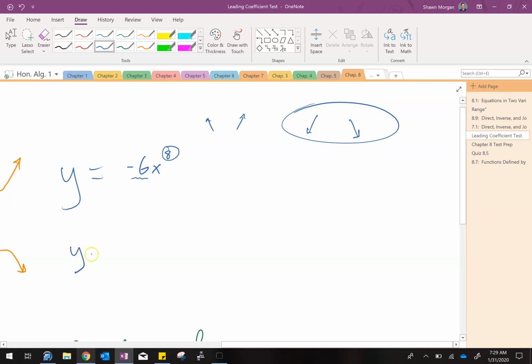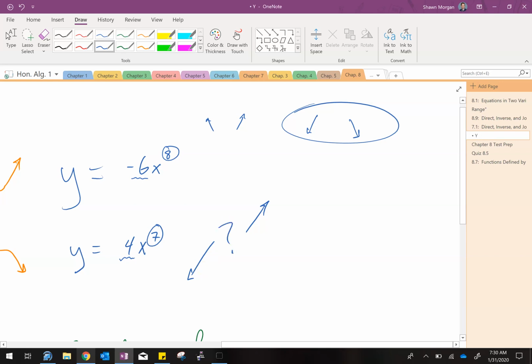If it was something like y equals 4x to the 7th, what would that one be doing? Would that be field goal, swole patrol, disco up, or disco down? Yeah, it's going to be disco up because of the positive leading coefficient and the odd degree. We know the end behavior of that function is going to be pointing sort of like that.